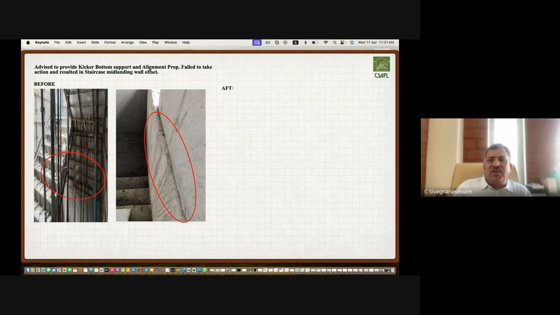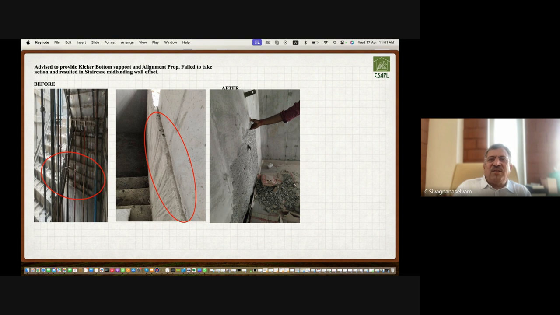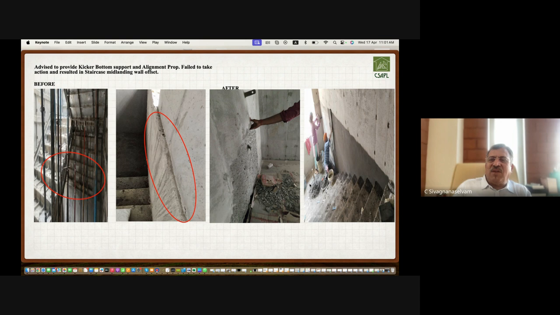And now, the entire thing, they chipped off. How much material waste? How we are damaging the structure and bringing it down. Now it is after completion. So the time, money, and compromising the strength of the concrete.